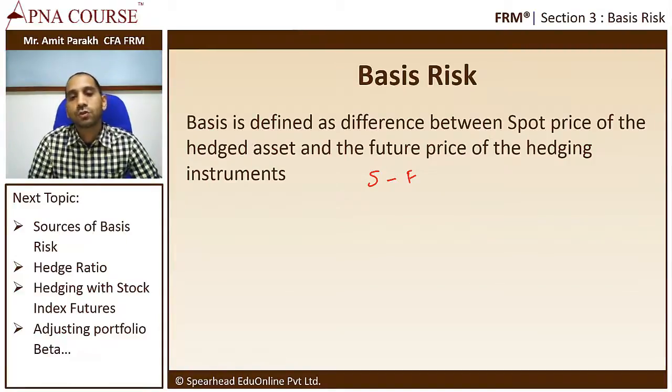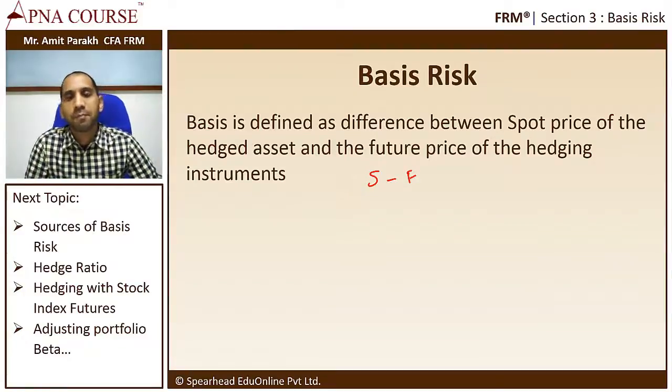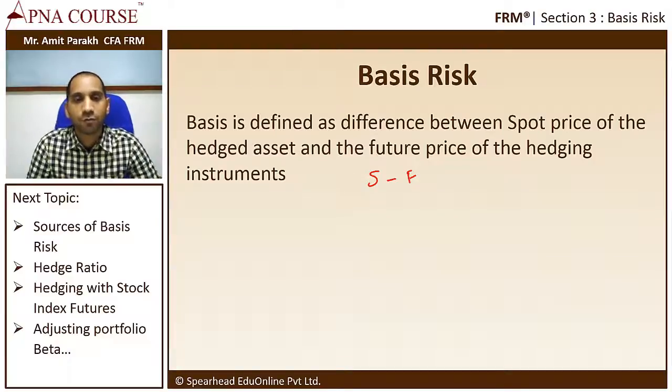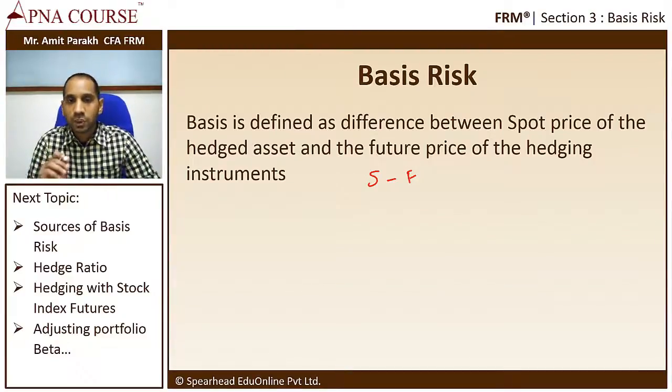In many textbooks, you would also see F minus S, because future prices tend to be at a premium to spot. People would want to look at basis as the difference between spot and future. But we would stick to this particular expression. My basis is being defined as S minus F.